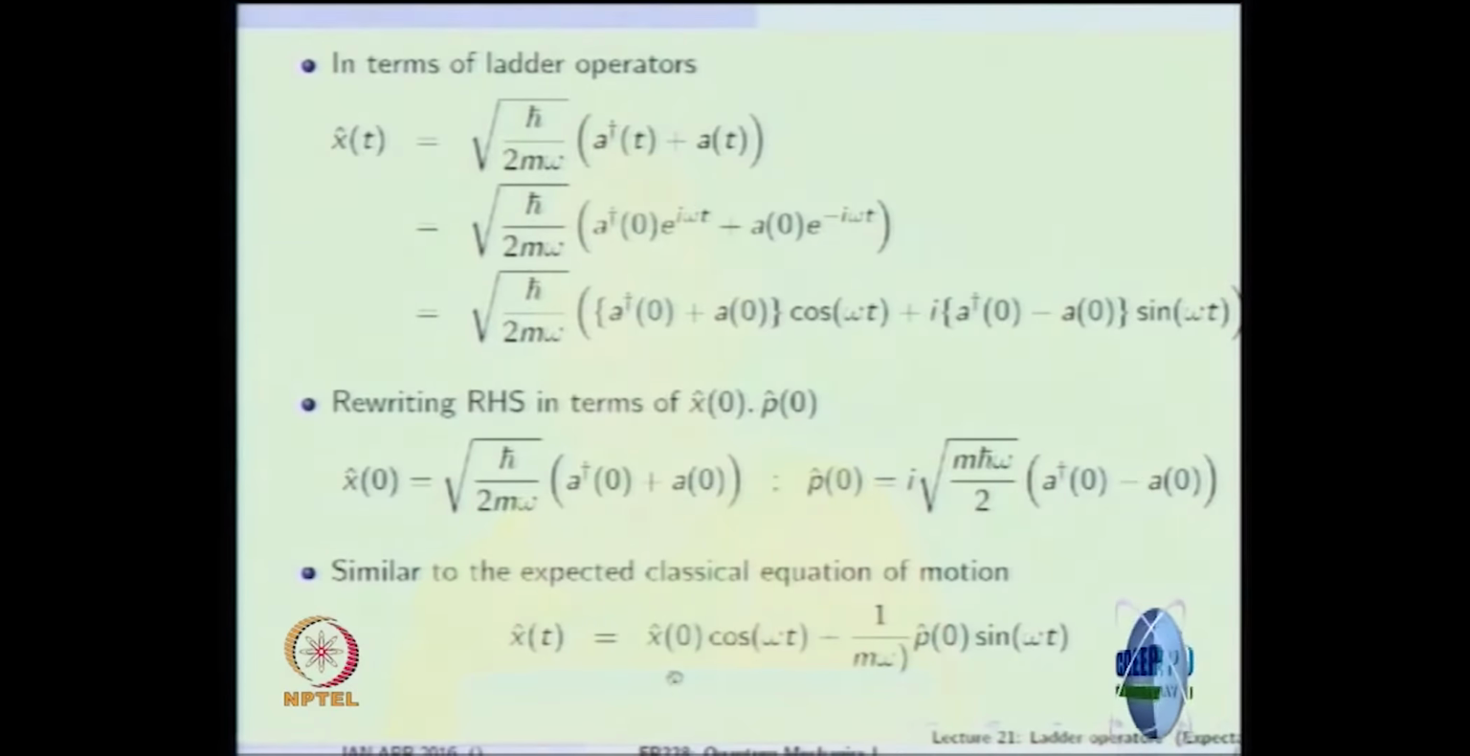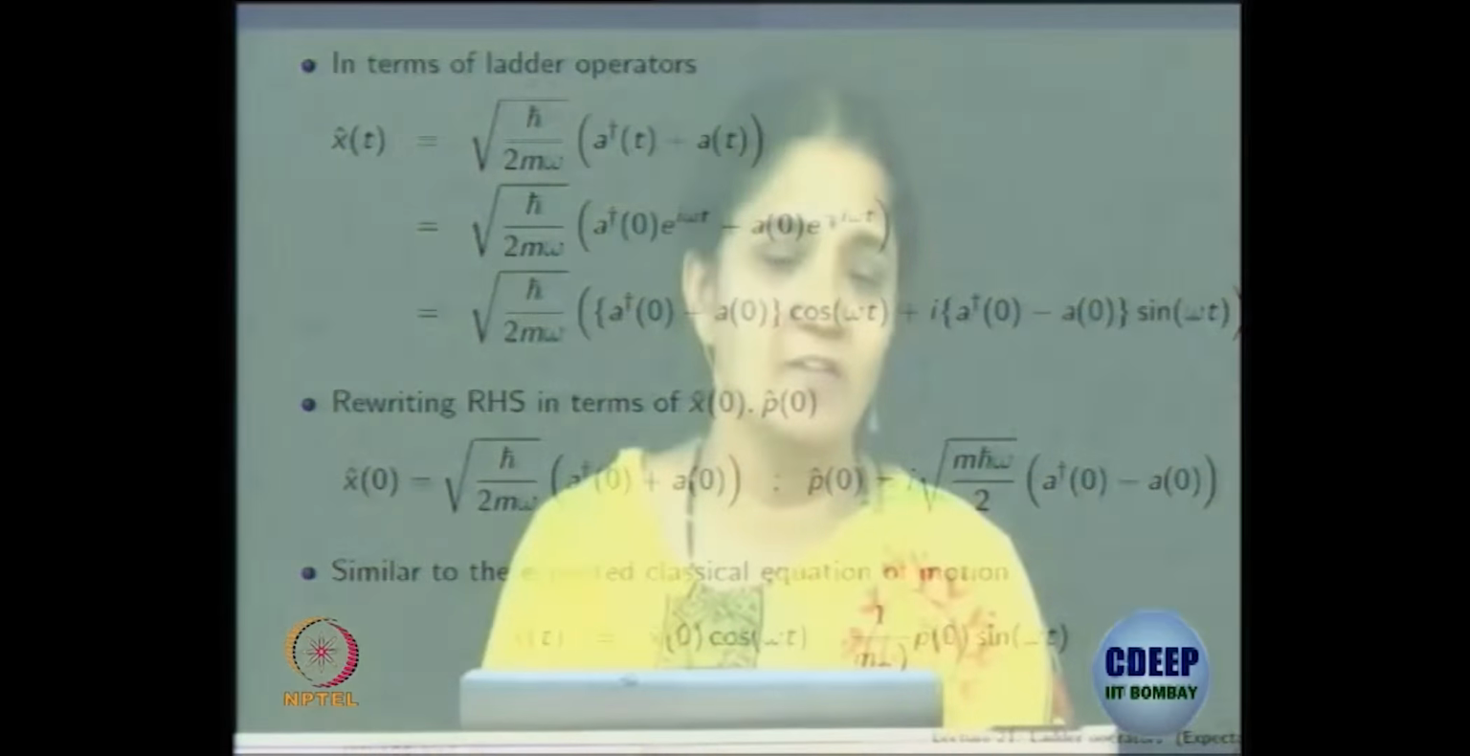But if you find the expectation value on the number eigenstate on both sides, it's going to be: x operator on the number eigenstate is 0, p operator on the number eigenstate is 0. So expectation value of x of t does not give you this time evolution at all on a stationary state.